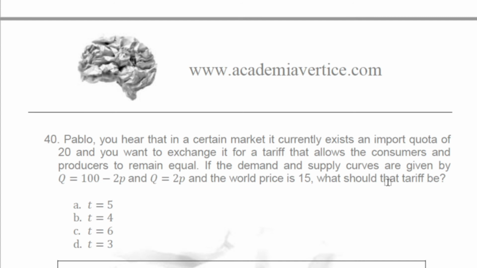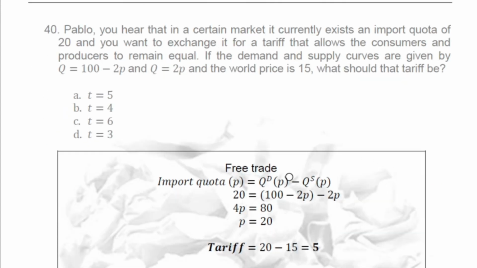Okay, let's see. In free trade, sorry, I think here I have a mistake. Well, let's do it then. In autarky, we equalize 100 minus 2p to 2p, then 100 equals 4p, then p is 25. This is autarky, sorry.